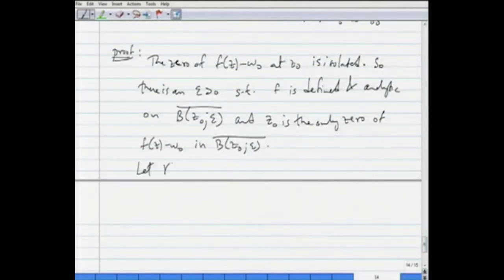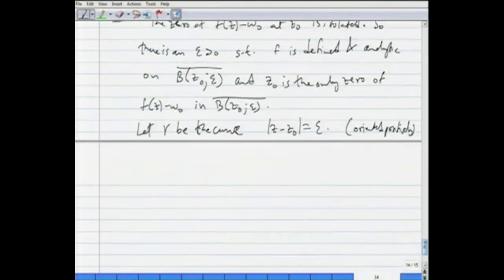Let gamma be the curve modulus of z minus z naught equal to epsilon. It is a circle of radius epsilon around z naught, oriented positively. That does not matter for us, but what we will do is let capital gamma be the image of gamma star under f, under the mapping w equals f of z.